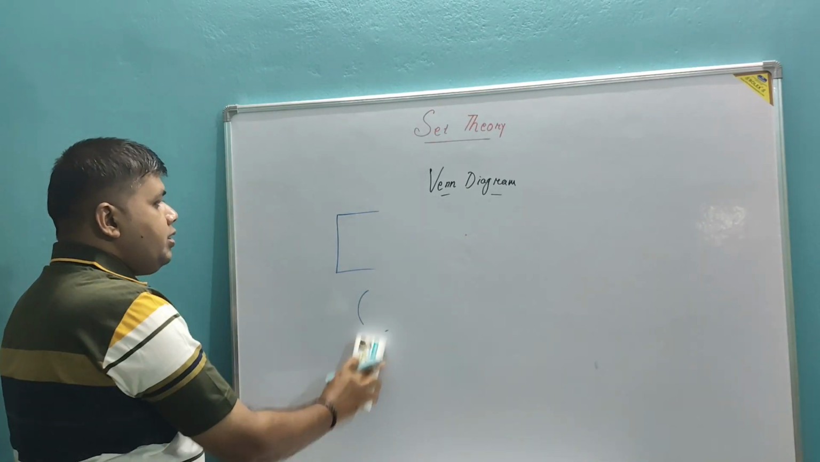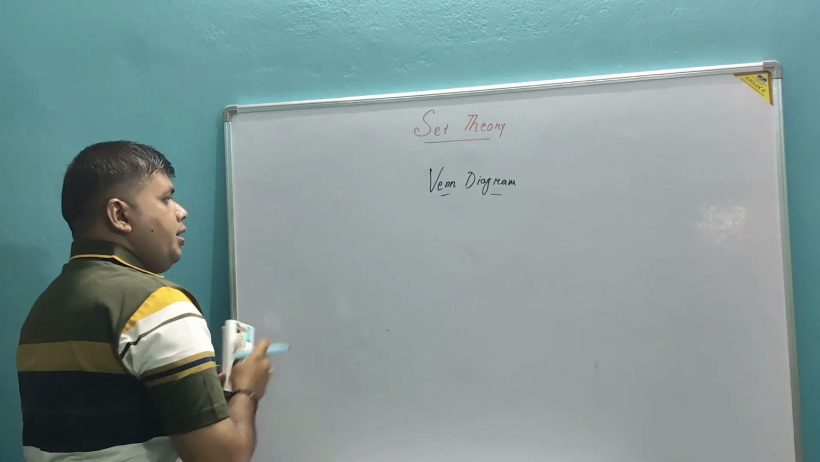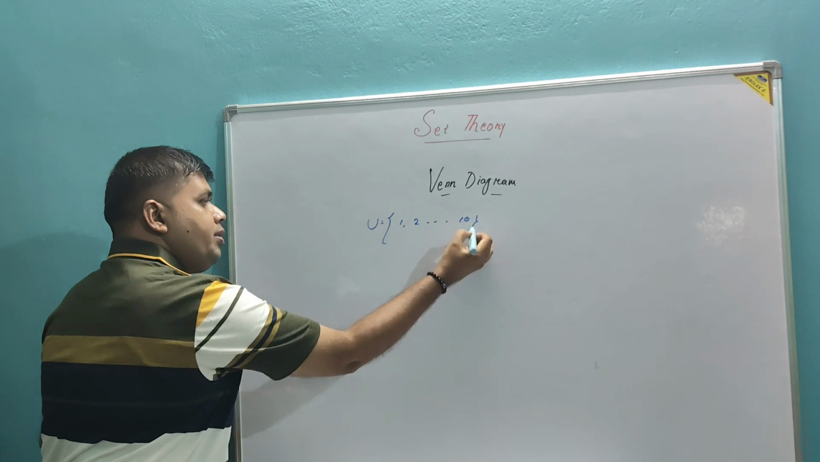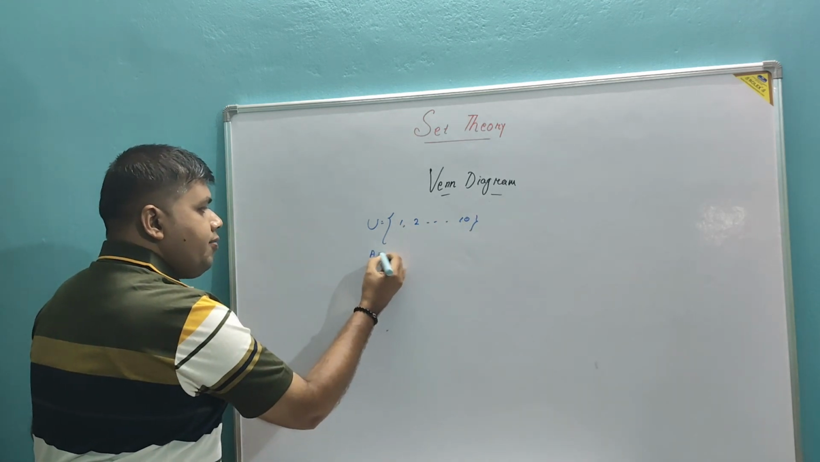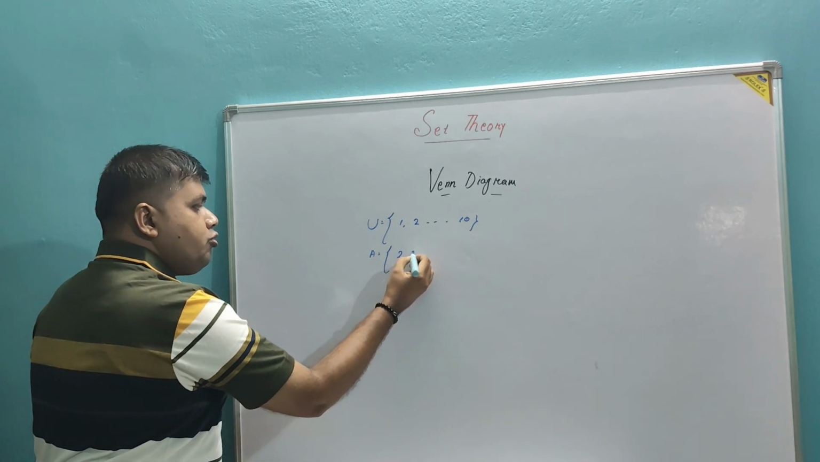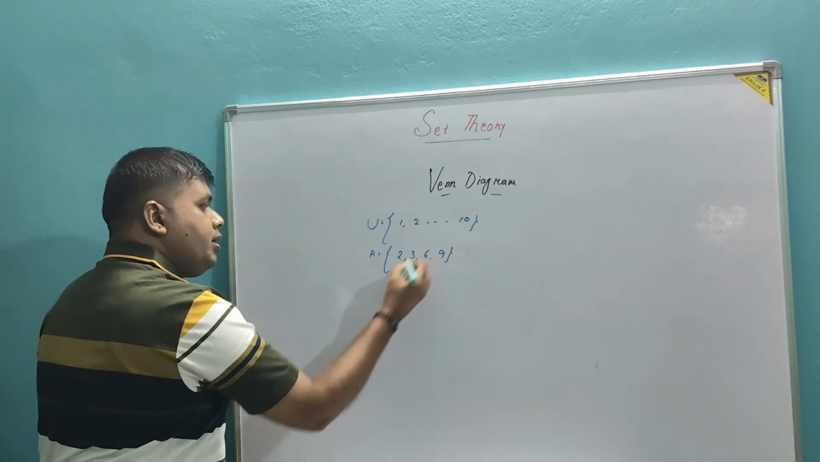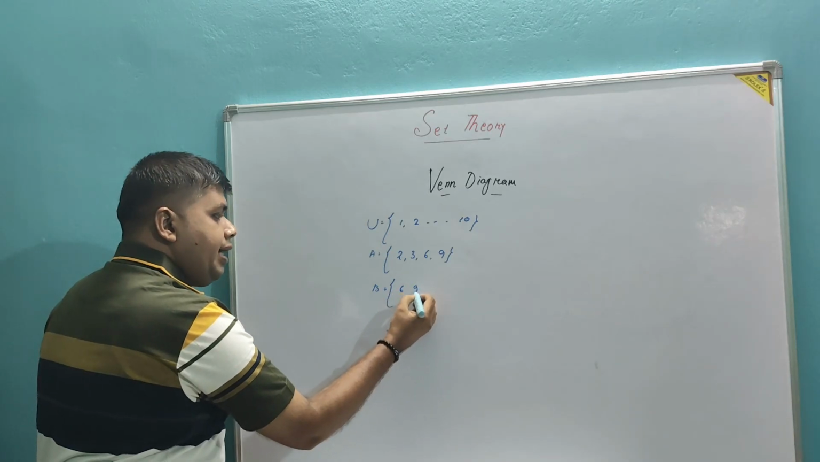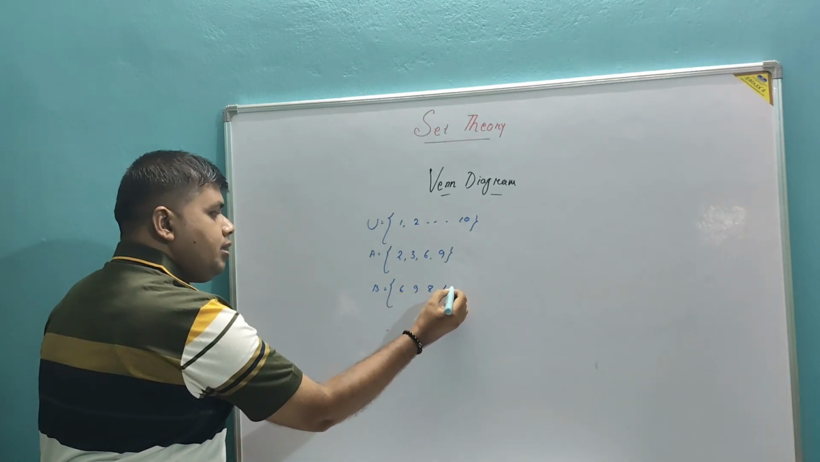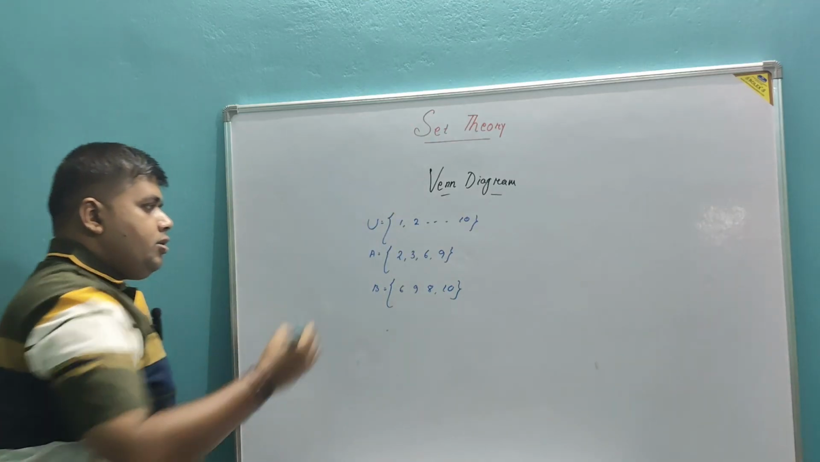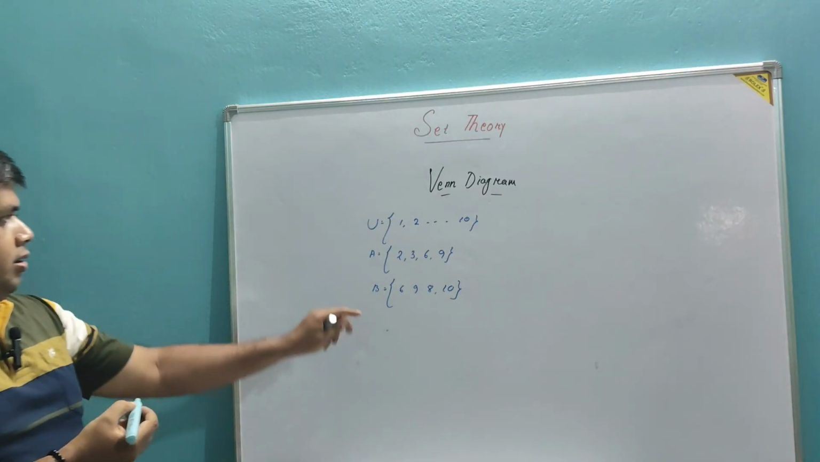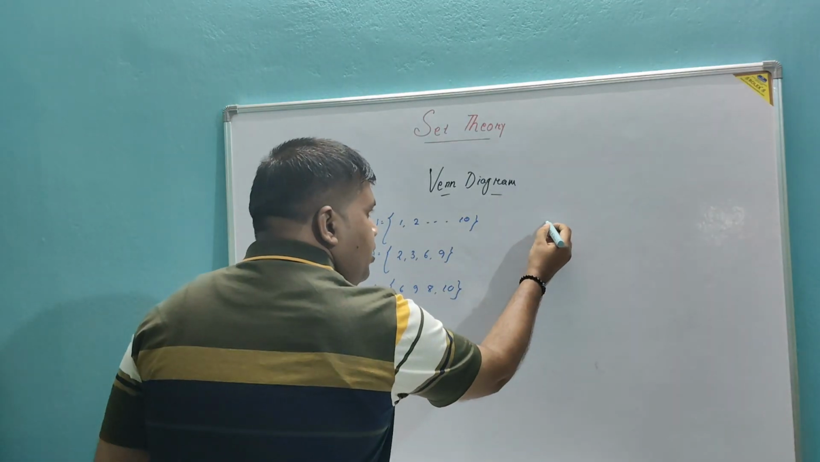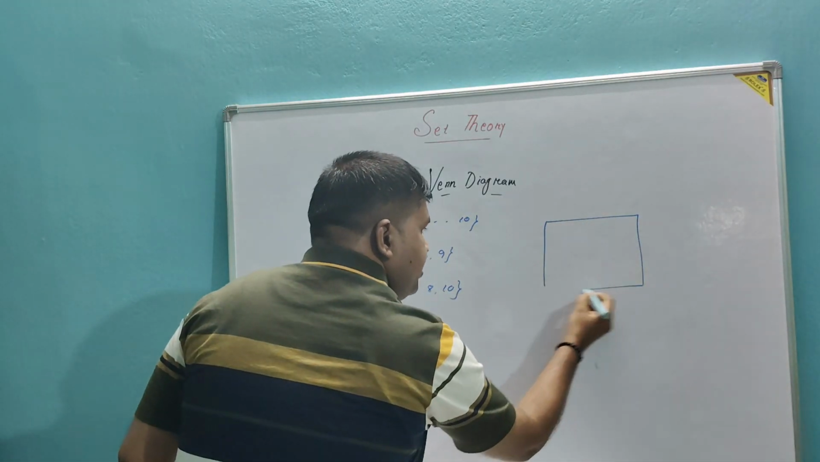Let's take the example of a universal set U having elements 1, 2 till 10. Another set A having elements, say, 2, 3, 6, 9. A set B having elements 6, 9, 8, 10. So what is a Venn diagram? We will represent these sets.